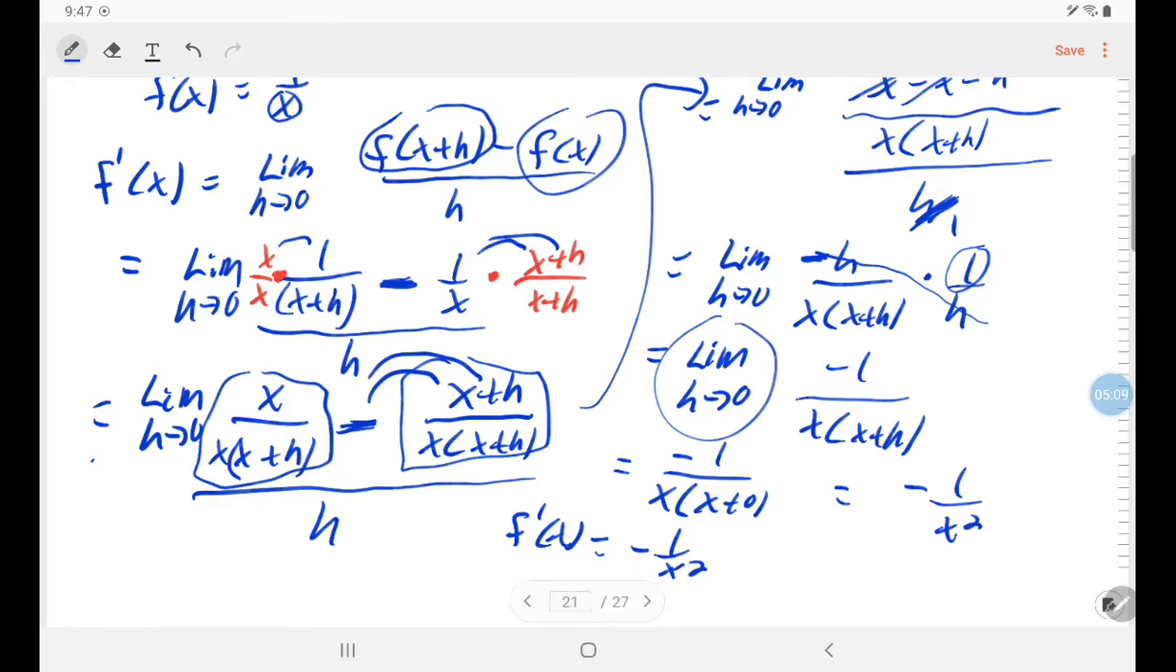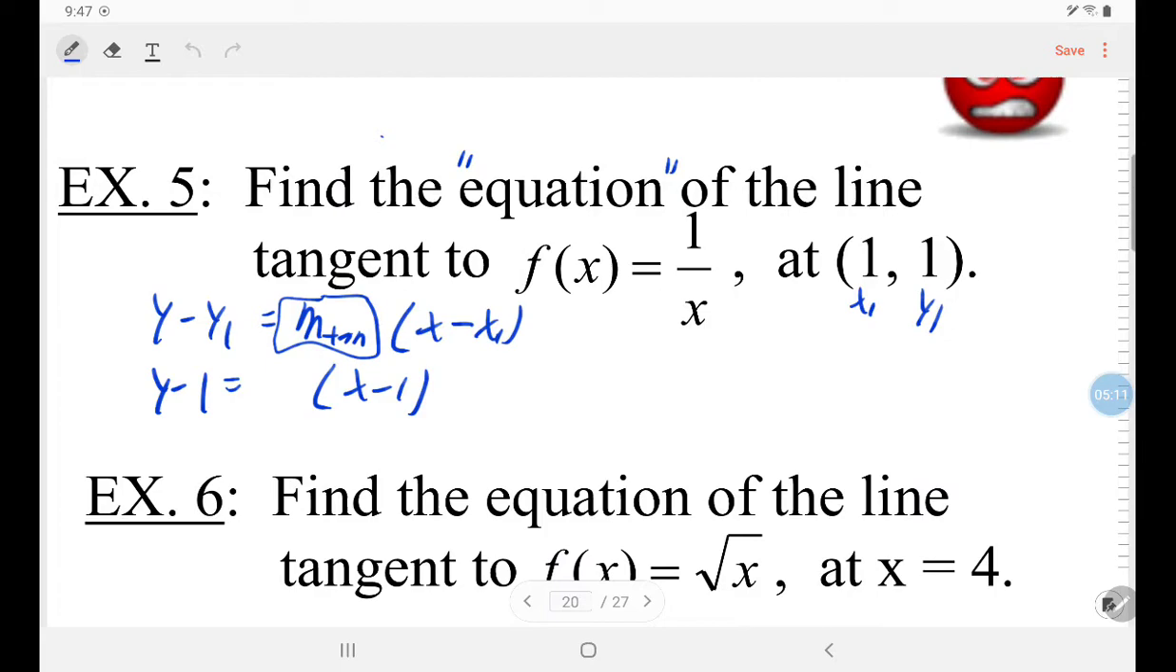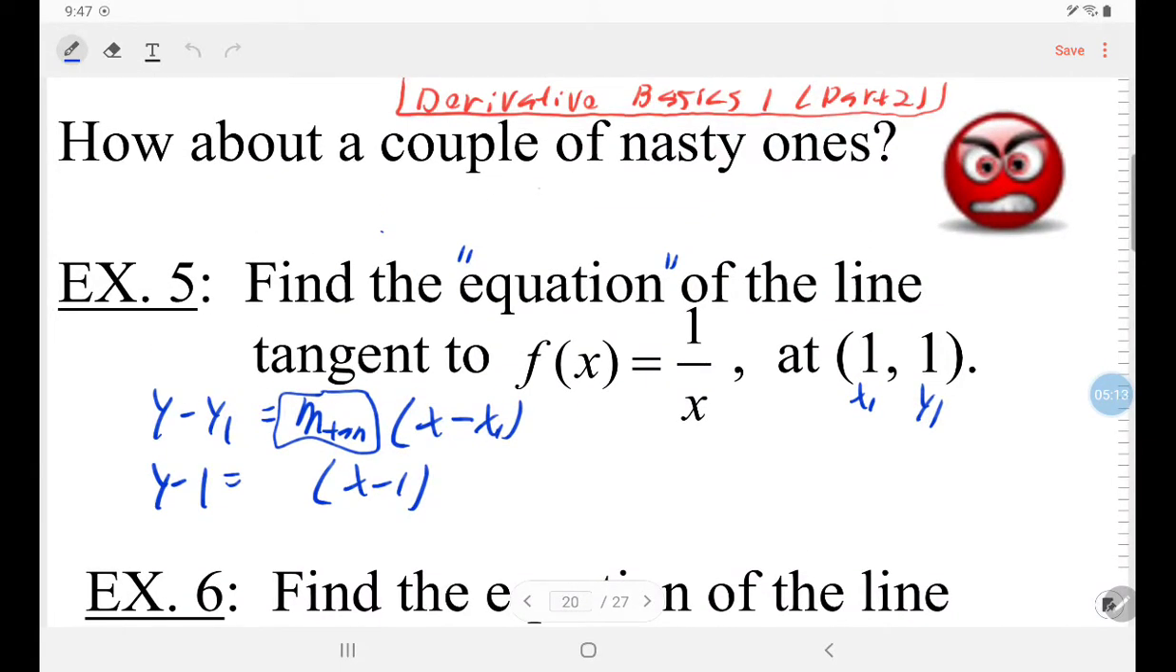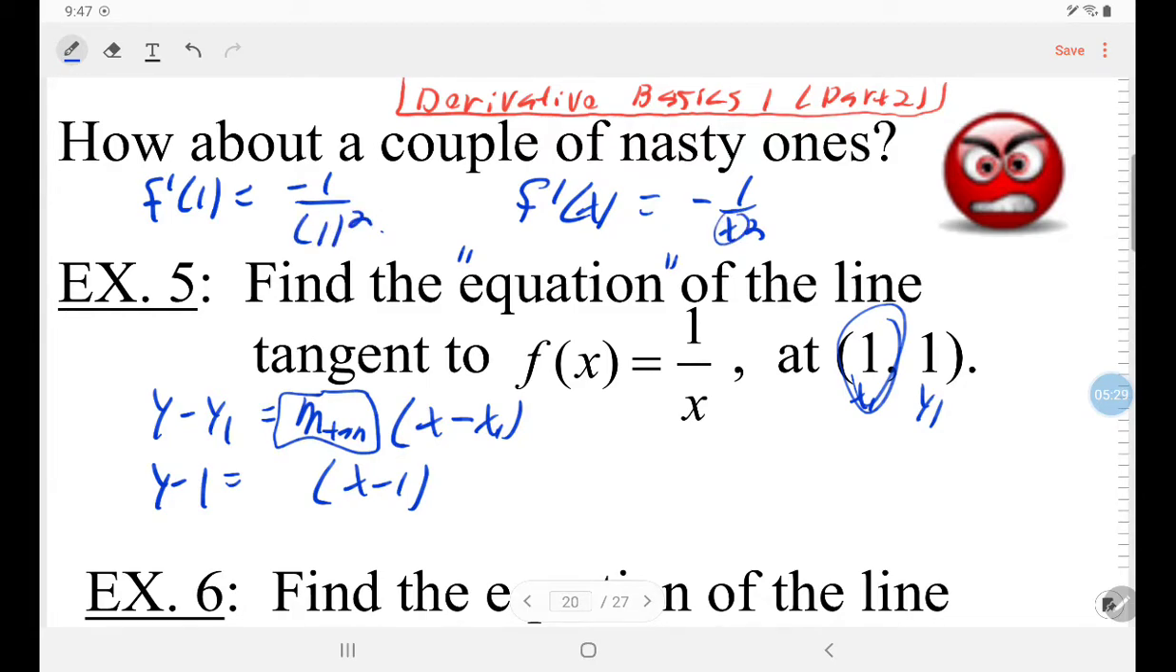Now let's take that back here. In our first one, f prime of x was negative 1 over x squared, but I need f prime of 1. So instead of the x on the bottom, I'm going to replace it with a 1, which gives me negative 1. And there is our first tangent line.